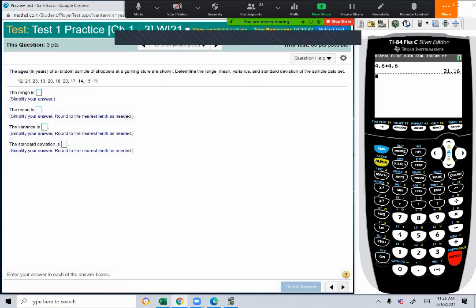Next. Range, mean, variance, standard deviation, same question, guys. I think you know what to do. So just do the same thing as we did before. But this is a sample, guys. So what's the difference between the two now when I do the results? Stat, calc. What would be the difference, guys, when you write the answers?